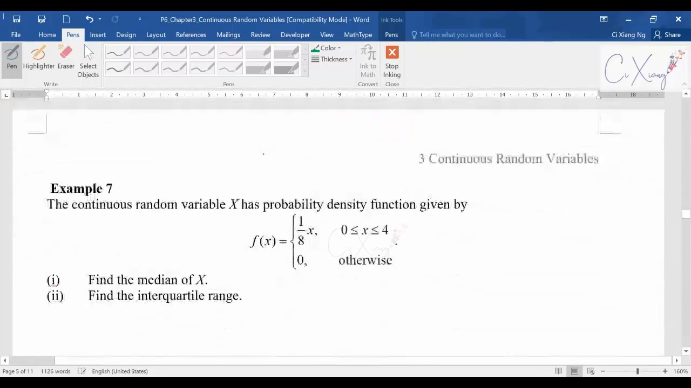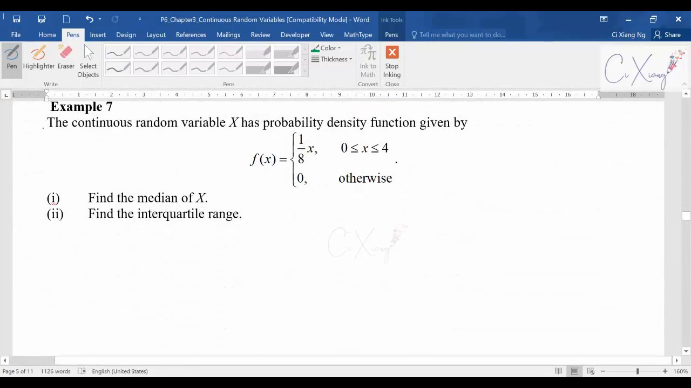For example 7, it is quite straightforward. I just want you to have a try on your own. For the median, the first part, the answer should be 2.83. It's very simple for this one. And for your IQR, interquartile range, you will get 1.46. For your information, you should get Q1 is 2 and Q3 is square root 12. Then you can get the IQR, which is 1.46. It is not hard at all, very simple.